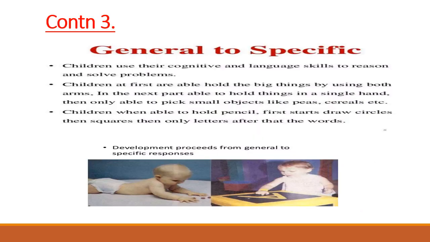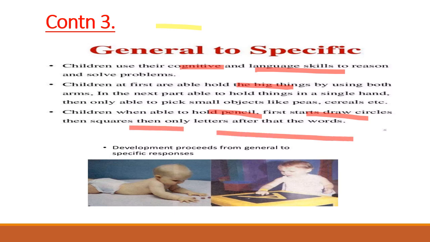And the next one is general to specific. What is general to specific? Children use their cognitive and language skills to reason and solve problems. First they hold the big things, by both hands. Then they hold big things by a single hand. Then they are able to pick small objects like peas and cereals. That is general to specific, big to small items. Then they are able to hold a pencil. First they draw circles, then squares, and then letters. Development proceeds from general to specific responses.